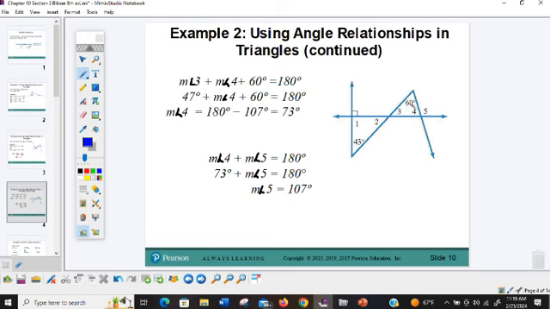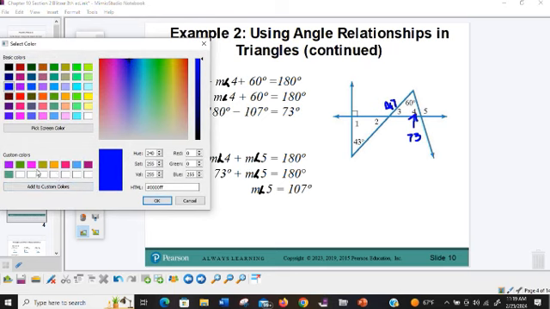Angle 3, 4, and 60 add up to 180, but we just said angle 3 is 47. So now we know two of the angles. If this one is 47, 47 plus 60 is 107. And then 180 minus 107 gives me 73. So that tells me that this angle is 73. Now we have one thing left to find. We have to find number 5.